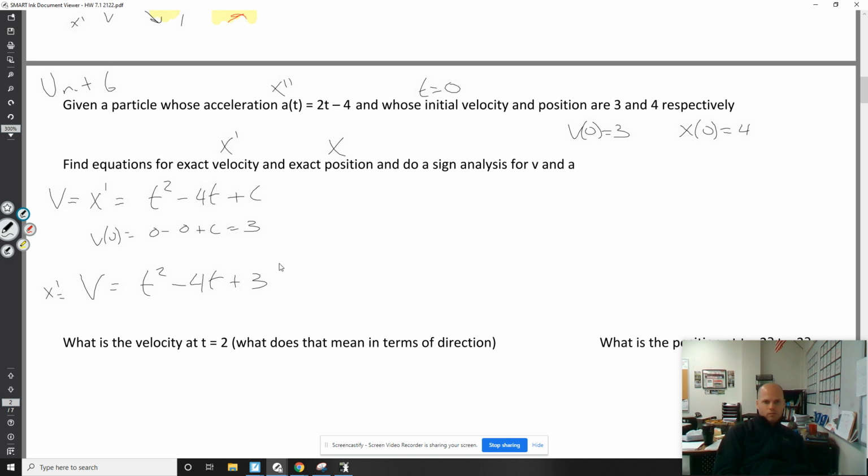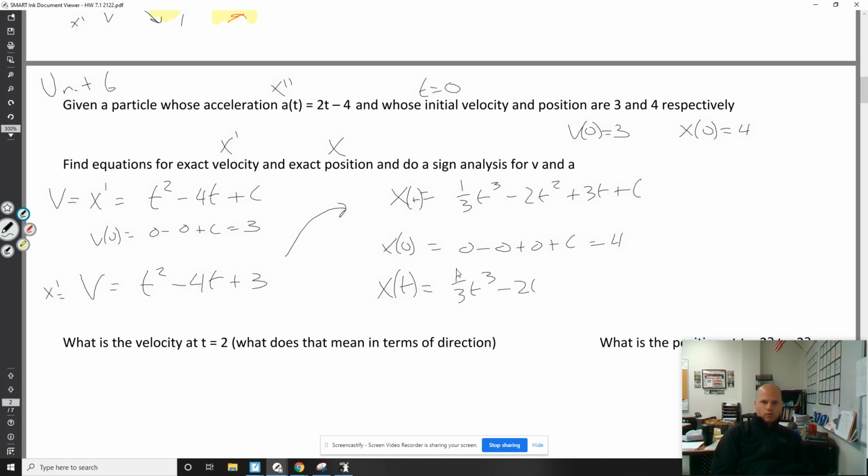Now, we got to go backwards again to get x, position. Take the antiderivative. I get 1/3 t cubed minus 2t squared plus 3t plus c. I get x of 0 is 4. I should put this as x of t. These are positions, the position that my dude is located at on the number line at times. That's all we're dealing with. All this unit is dudes traveling left and right. It's nice to know that.